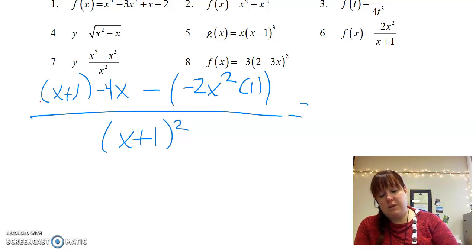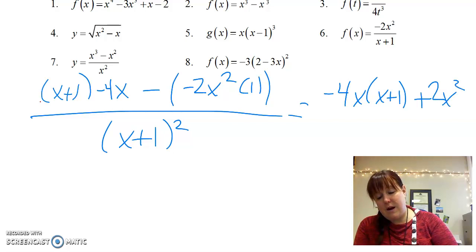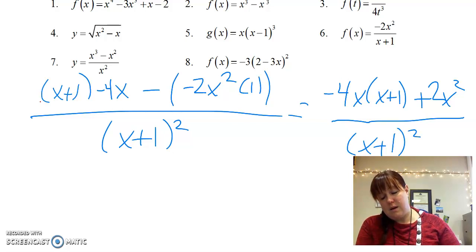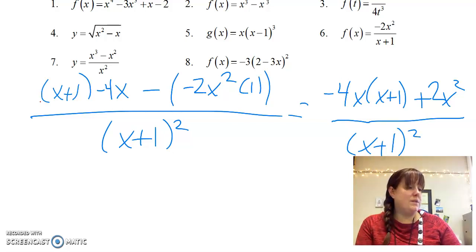Okay, so we could do a little bit of simplifying if we want. Negative 4x times x plus 1, plus 1. And that's plus 2x squared all over x plus 1 squared. And I don't know that we want to go any further than that. Yeah, you really don't. You really, really don't.